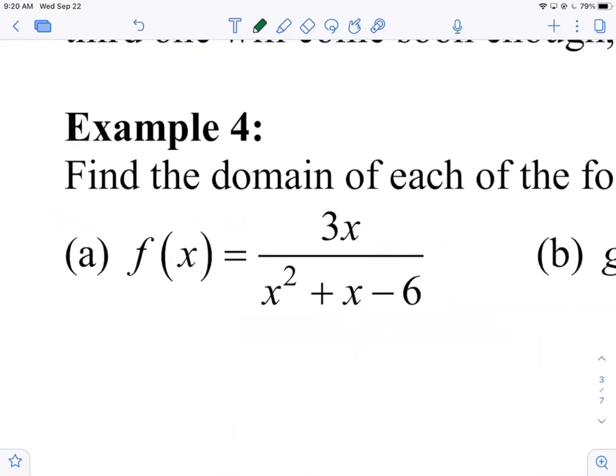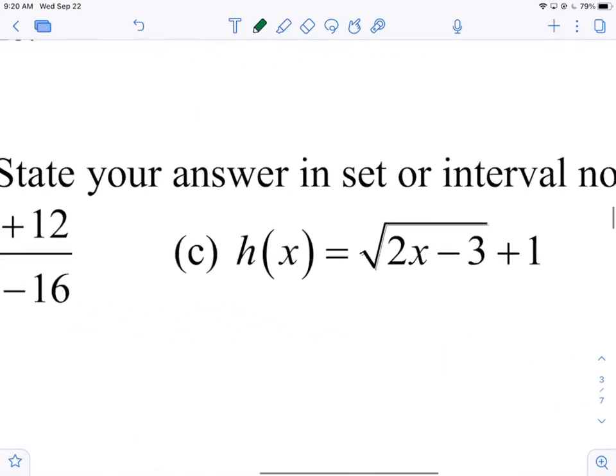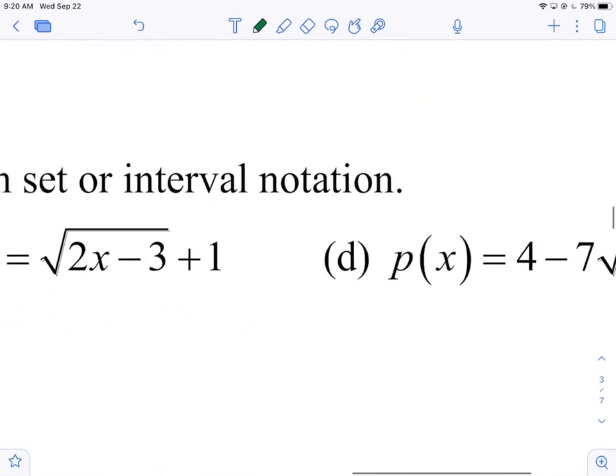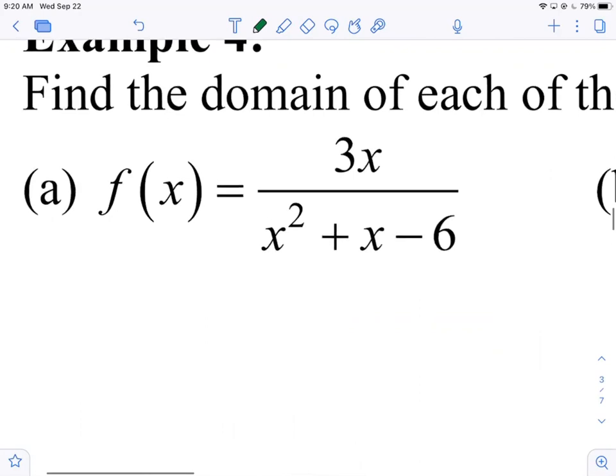All right. Find the domain of each of the following. State your answer in set or interval notation. I'll show you how to do that. So you walk up to this guy here and you're like, what's up? F of x. I know it's a function because it's got the name f of x. And you can tell there's just x's and symbols and numbers on the right-hand side.